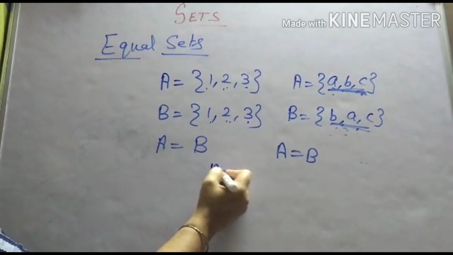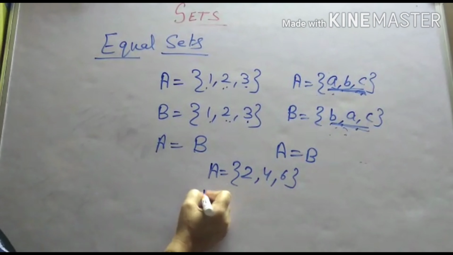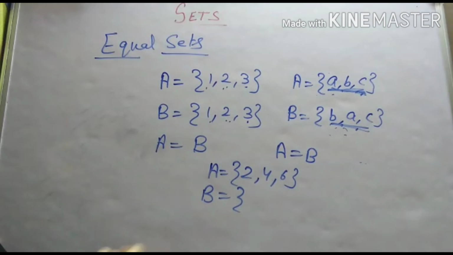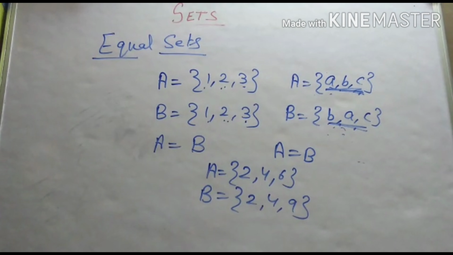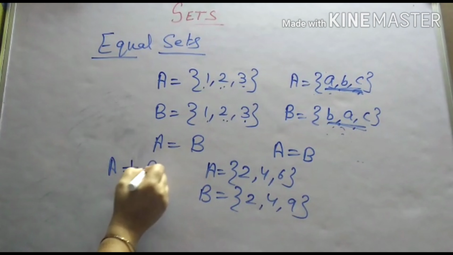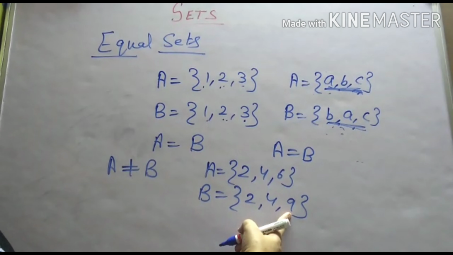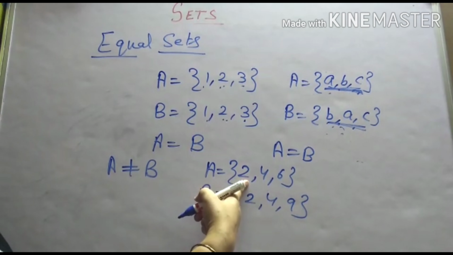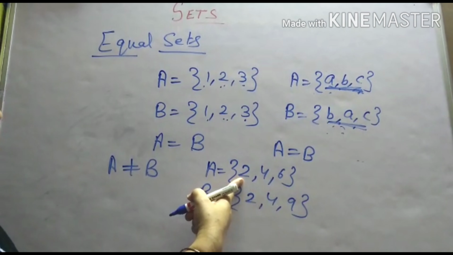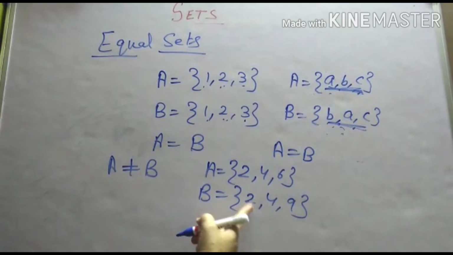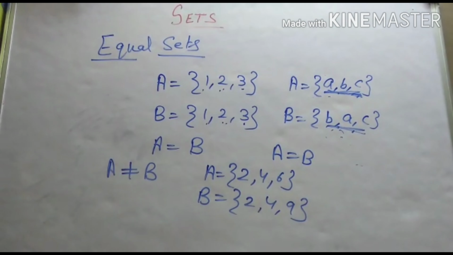Let's take one more example. If we have set A as {2, 4, 6} and B as {2, 4, 9}, are they equal? No, they are not equal sets because 9 is an element of set B but not of A. Similarly, 6 is an element of set A but not of B. So these two sets are not equal sets.